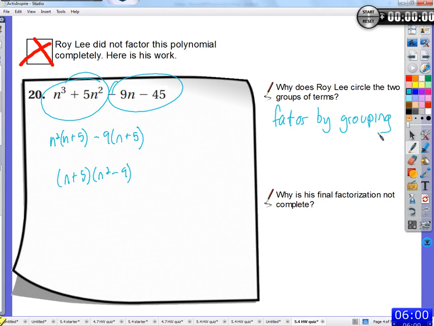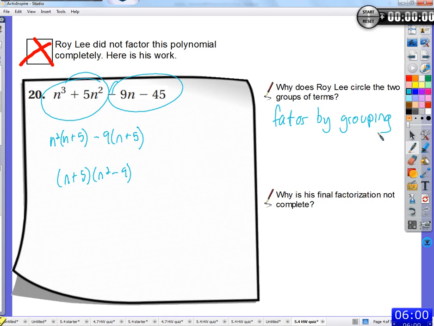Theoretically, even though this will be four terms, any number of terms that is not prime, so 4 or 6, 8, 9, if you can break them up into equal groups, meaning that each group has an equal number of terms, you could conceivably use this same approach and factor by grouping there. So something to think about.